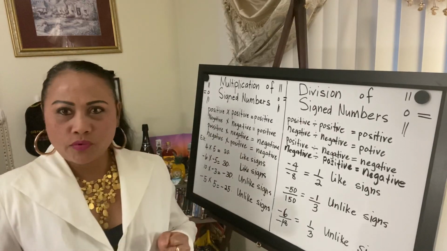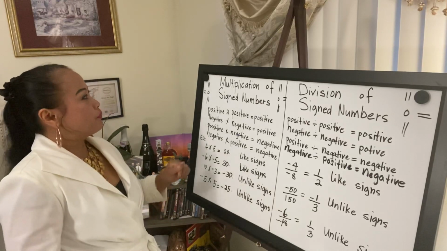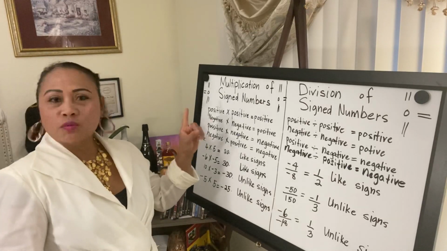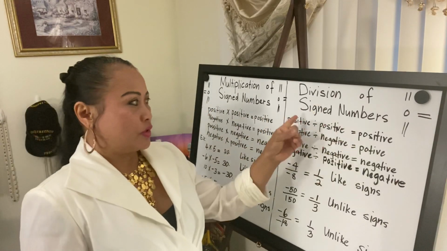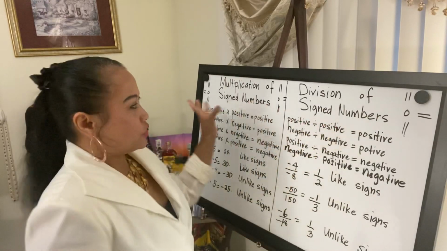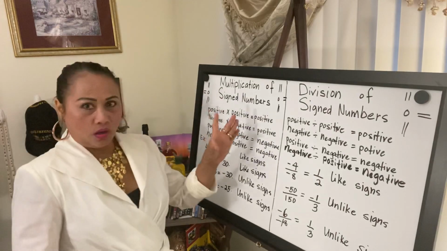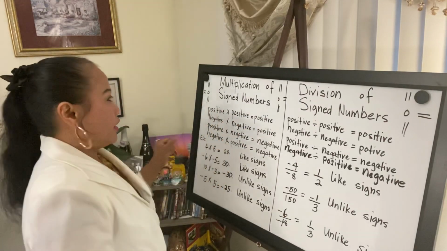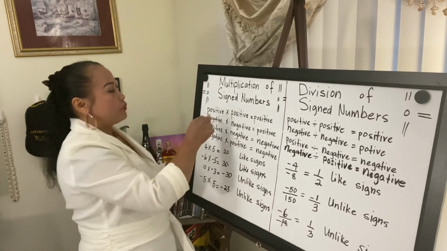And our lesson for today is all about the multiplication of signed numbers and the division of signed numbers. I'll just discuss them together because they have the same rule. Okay? These are the rules of the multiplication of signed numbers.